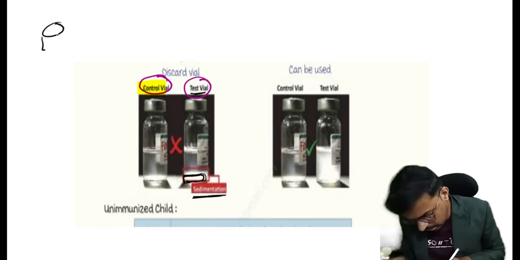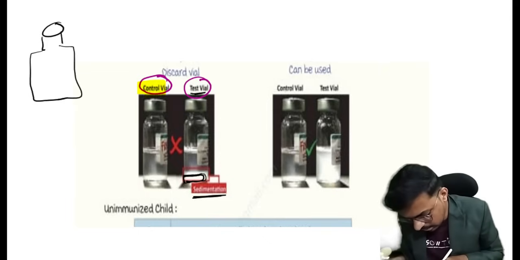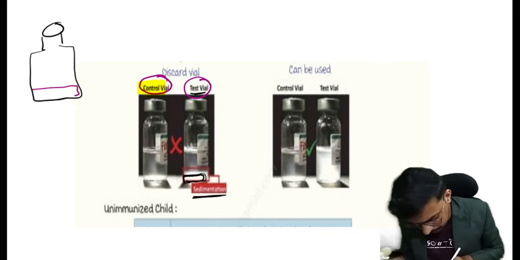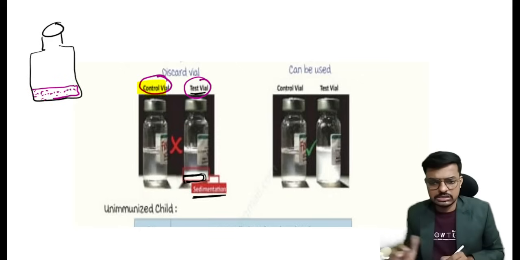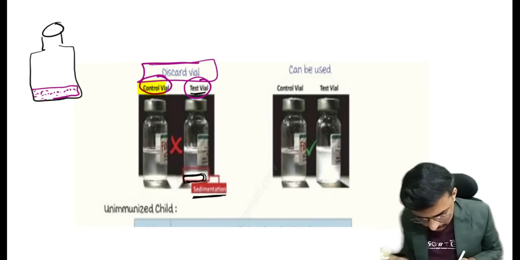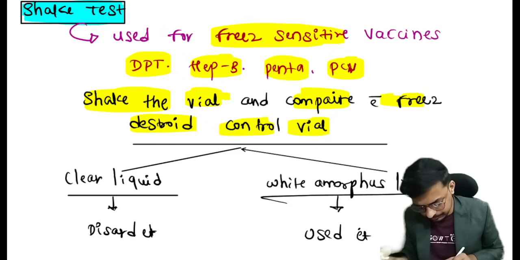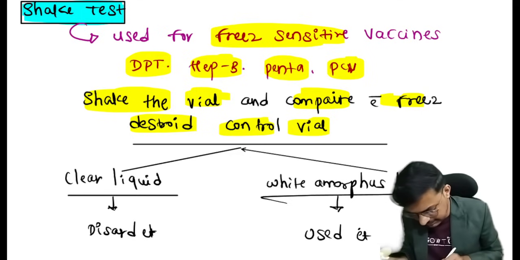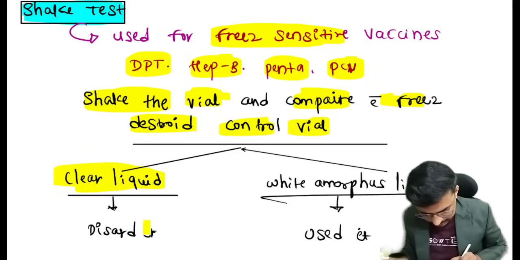Okay, this is a vaccine bottle. Even after shaking the vial, if all the powder form or the amorphous form or the crystal is sedimenting at the bottom only, it means it is not mixing properly. So this is a vial we can discard. Okay, we discard the vial. Don't use the vial. After the shaking, if it is a clear liquid, it means discard it.